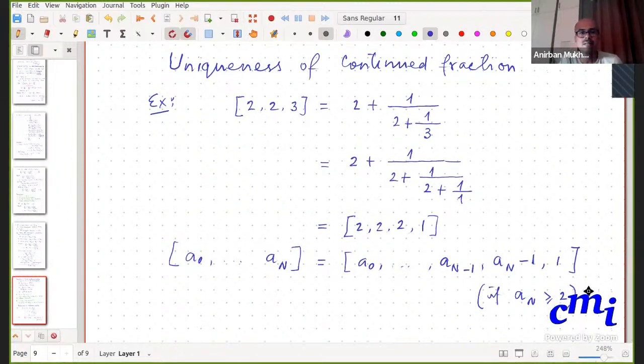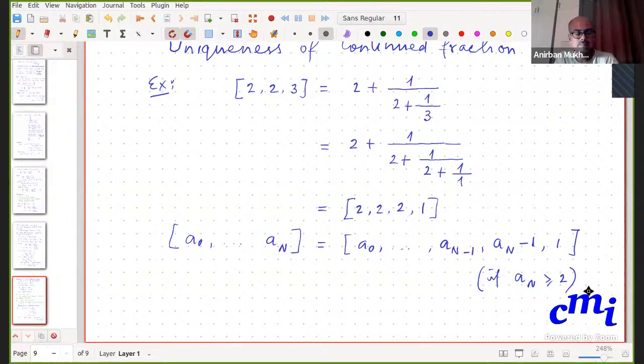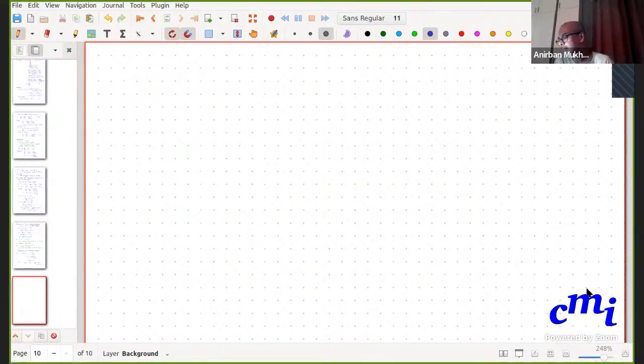So that will violate uniqueness of the expansion. But we are going to show that except for this situation, the expansion is unique. This is a situation where it is of course not unique, and we cannot rule it out a priori. So we'll show that except for this, it is unique. If you insist that the last entry is at least 2, then it is unique. Let's go ahead with the proof of that.